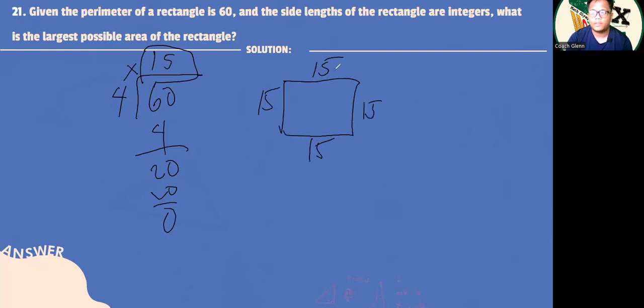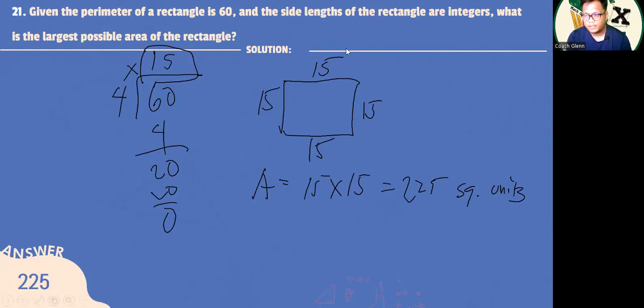Checking the perimeter here, 15 plus 15 plus 15 plus 15 is equal to 60. Now, since we're looking for the area, all we need to do is multiply the two sides. So that's just 15 times 15, which is equal to 225 square units. Yep. Again, the maximum area of a rectangle is obtained when it's a square or closest to a square. Okay, any questions for number 21? If there are no more questions, let's have number 22.